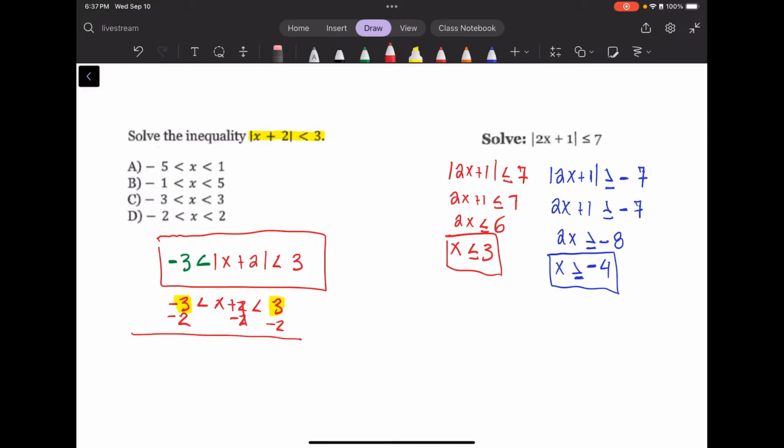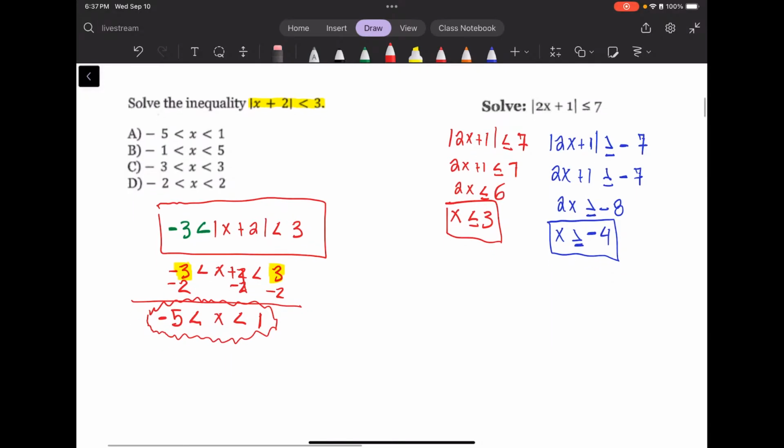So once we do this now, this is what we're going to get. X is now greater than -5 and less than 1. And I wanted to show you guys, if you split it, you're going to get the same answer choice. And this is why I prefer this method. So let's say we split that absolute value, right? Once we drop the brackets, it's the same exact thing that we're going to get.